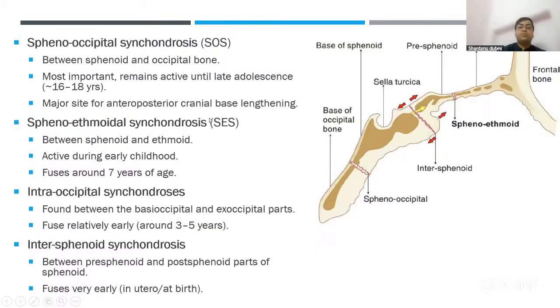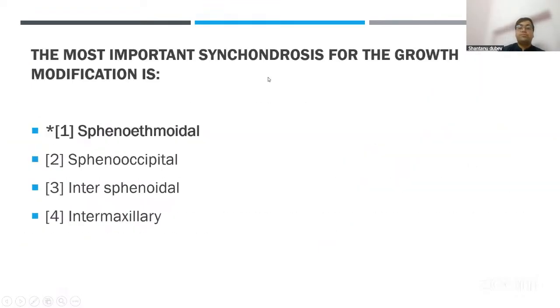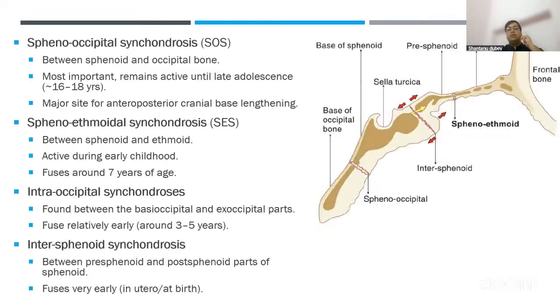So the most important one is the spheno-occipital synchondrosis between the sphenoid and occipital bone, as the name suggests, which is the major site for anteroposterior cranial base lengthening. Most important, it remains active till late. Okay, so here is the confusion. It is active and does not fuse till 16 to 18 years.